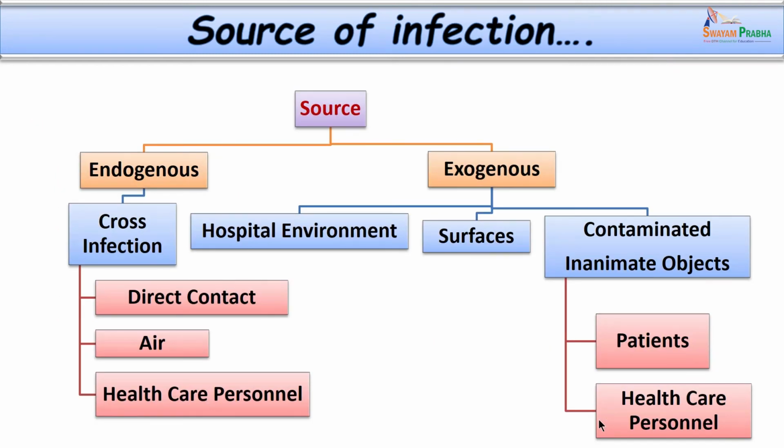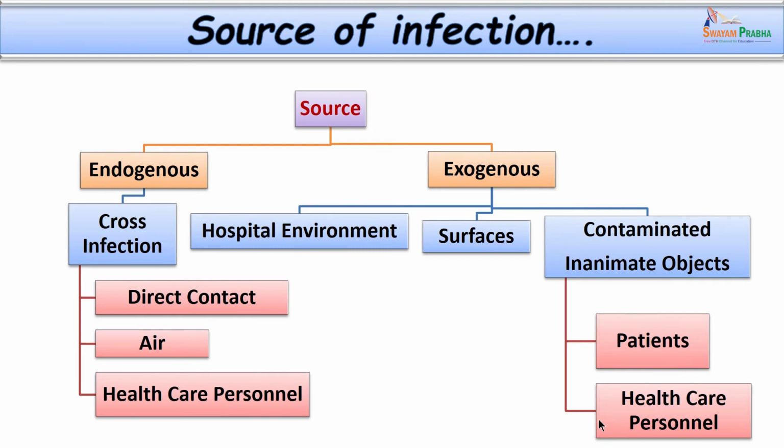After having learnt about the virulence factors, what is the source of infection? The source can be endogenous, that means the patient may be harboring the organisms on their own body, or they may be coming from an external source, exogenous. The endogenous one can be coming from cross infections from the flora of the next patient. They can be coming through direct contact, or through the airborne route, or through healthcare personnel.